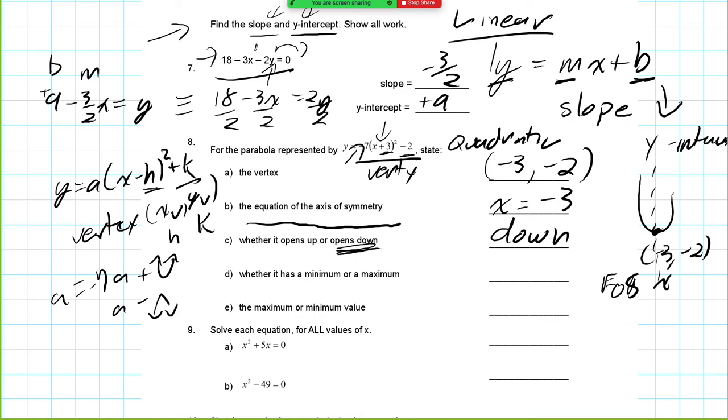Depending on which way it opens, it has a max or a min. If it opens up, it has a minimum value, and if it opens down, it has a maximum value. So does it have a max or a min? Well, because it opens downwards, it has a max value. And the max value is whatever the y value of the vertex is, so the max value would be negative 2 in this case.